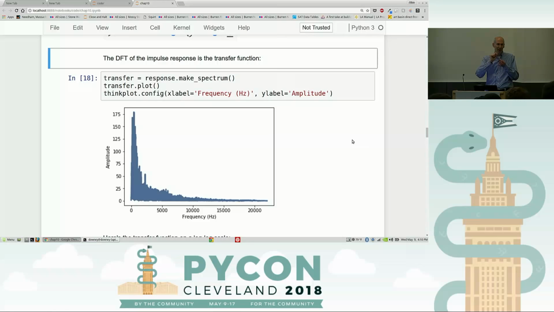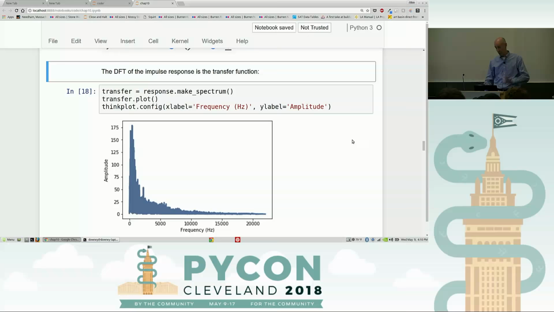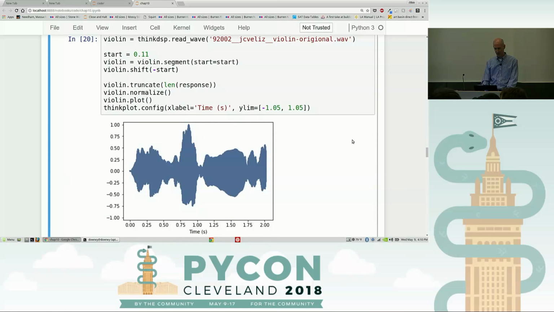And now, if you shuffle the phases like we did with that other example, that will mess things up. Okay, so we're not going to do it. But that's the transfer function. And this is the transfer function on a log-log scale, which sometimes makes the structure of it a little bit easier to see.